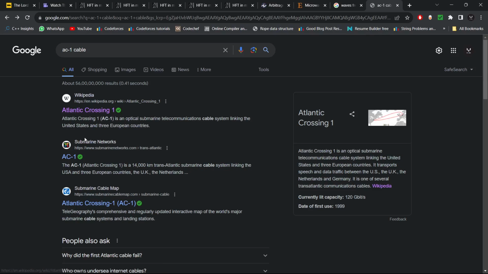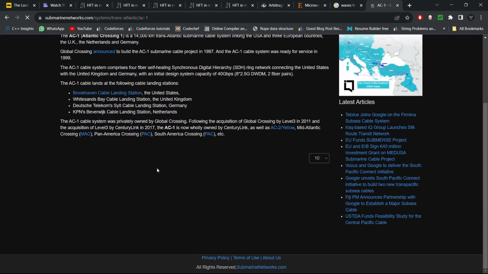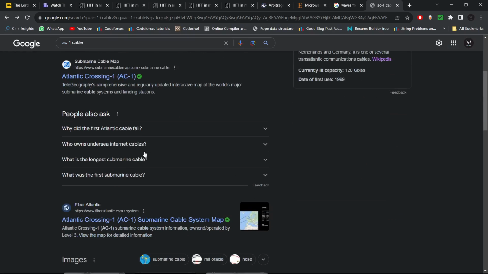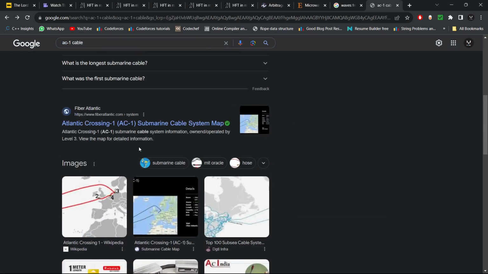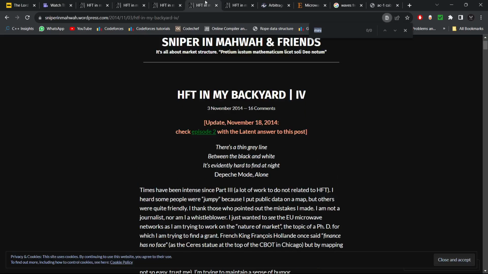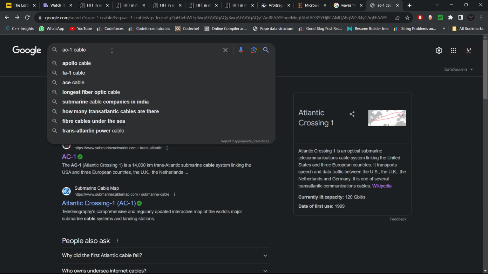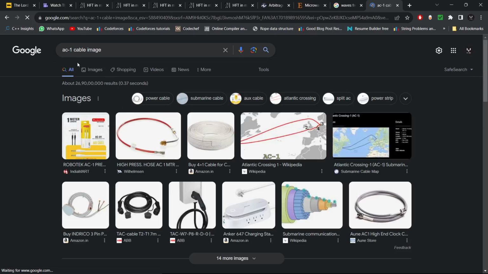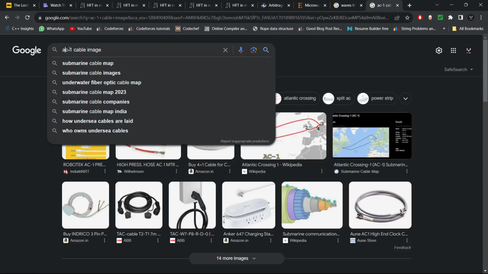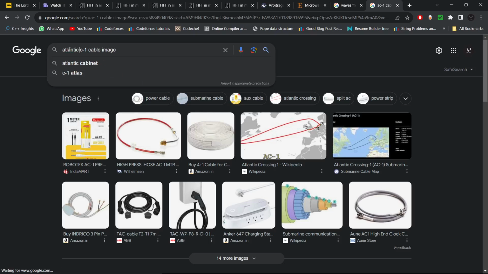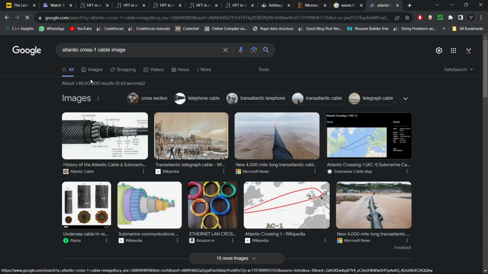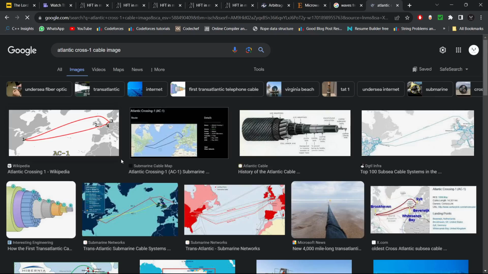Let me actually find one image. Basically, this cable is a 14,000 kilometer transatlantic cable which is laid beneath the oceans and seas. Again, you can find that, but this is basically the way companies cross from Europe to the US. This HFT in my backyard is a very good blog which you should definitely read.